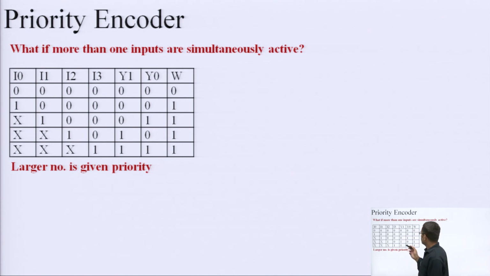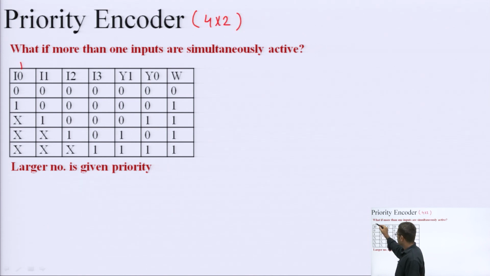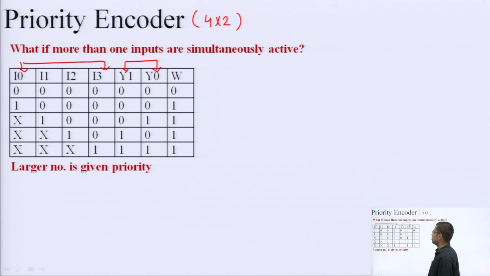So, this is a 4 cross 2 priority encoder. Like in the previous case, it has 4 inputs I0, I1, I2 and I3, and 2 outputs Y1 and Y0, which are the binary equivalent of the selected high decimal input. And this is the working state, which we have also named V, the validity indicator.